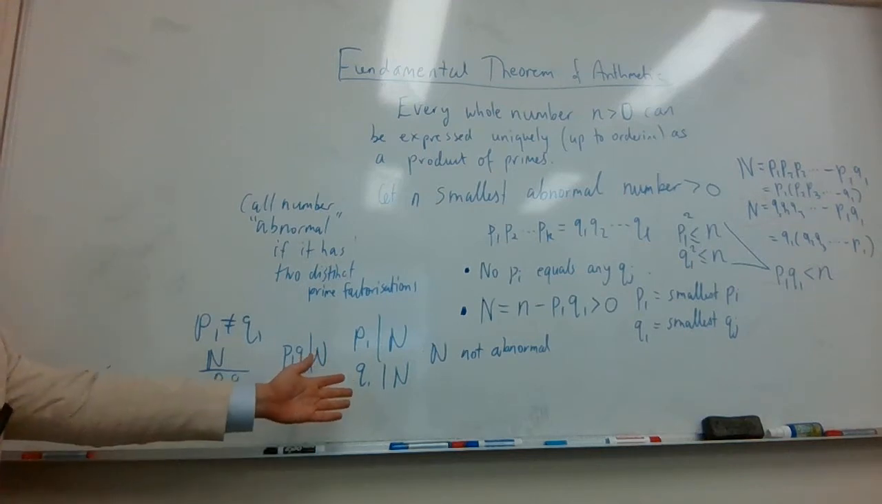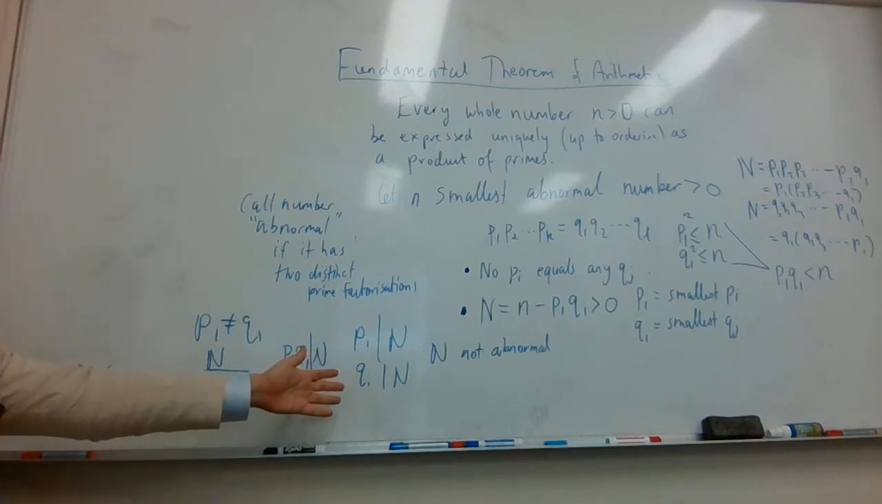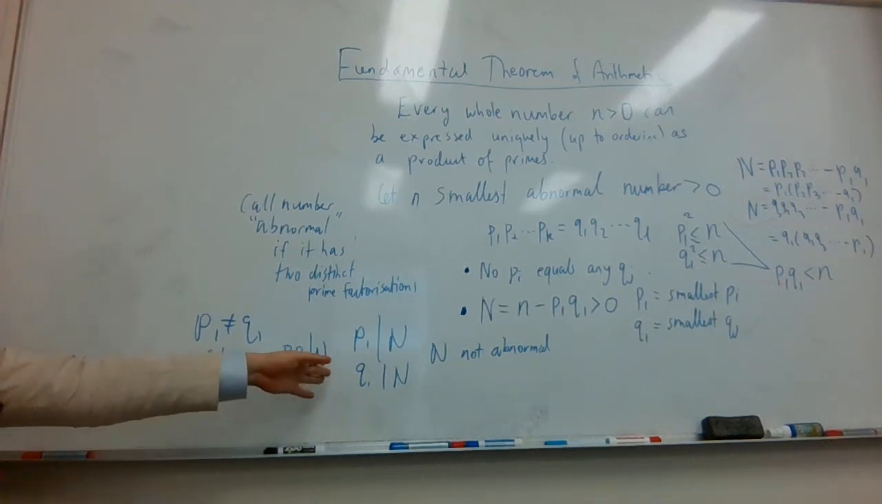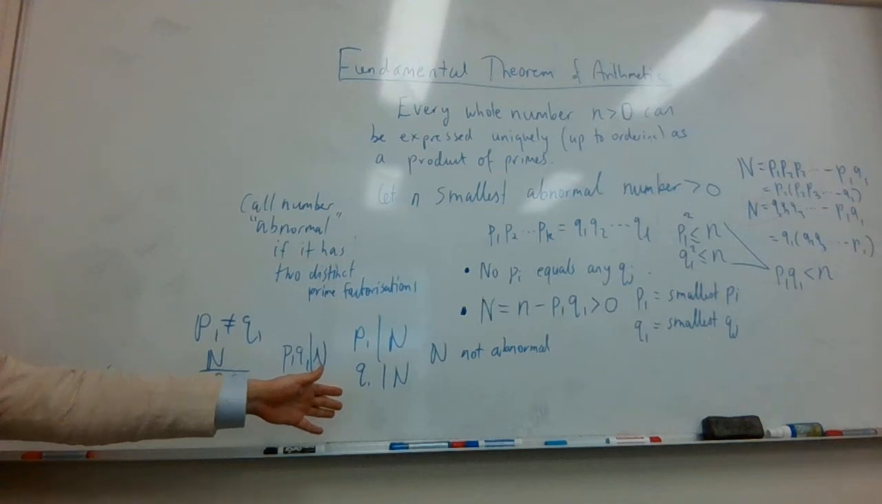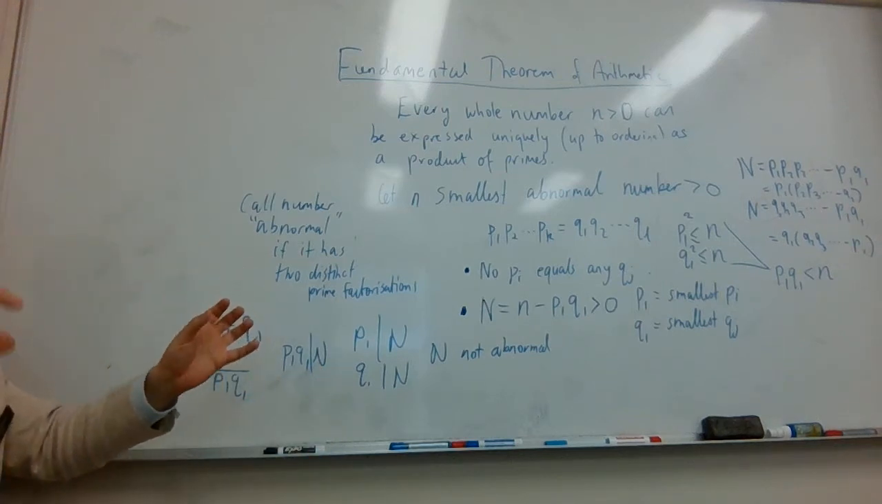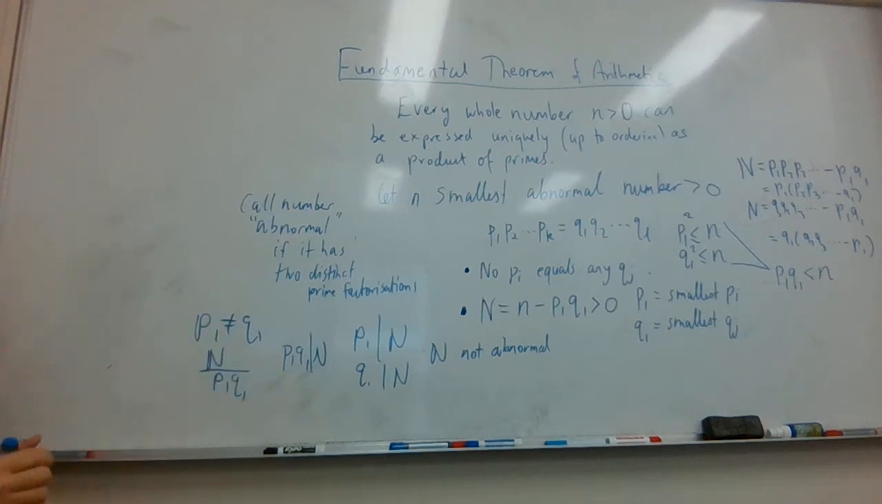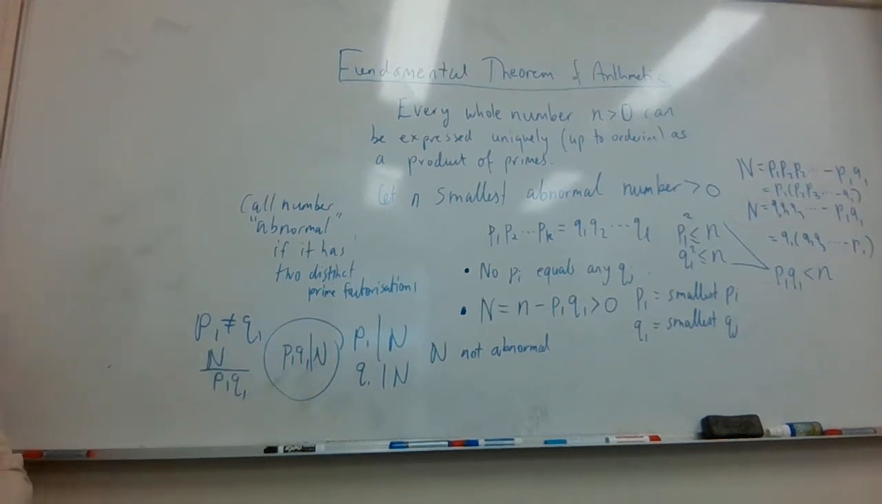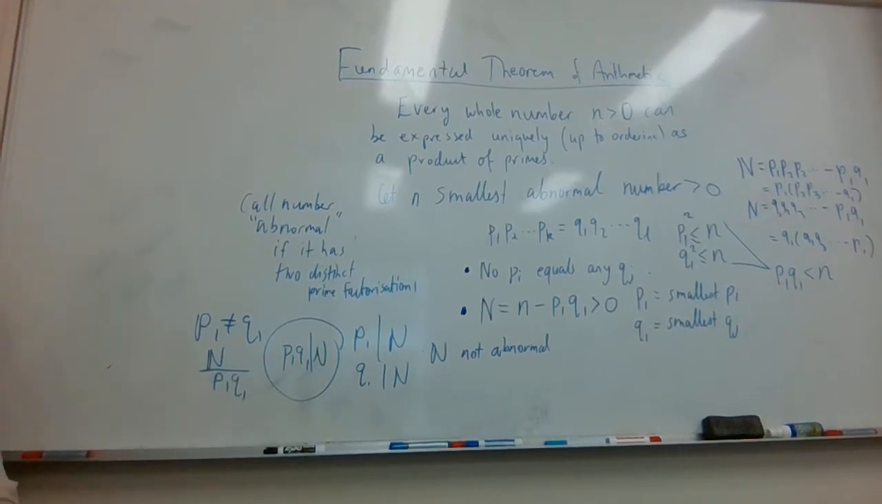So actually, capital N has a unique factorization, right? So if P1's in there, then it's just in there, and if Q1's in there, it's also in there. So the product is also in there. That makes sense? So actually P1 Q1 divides N. Okay, where do you go from here?